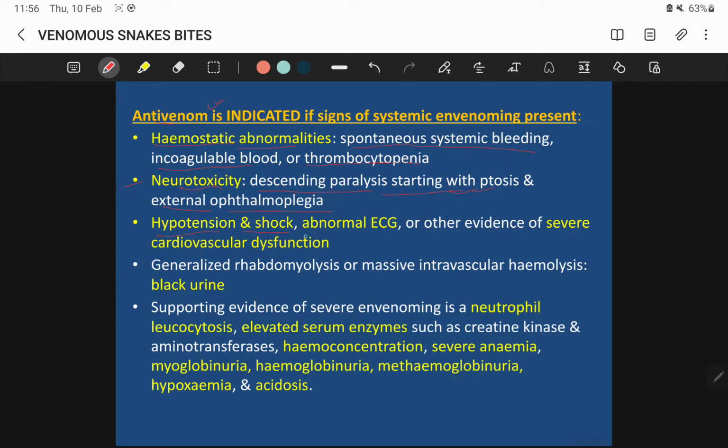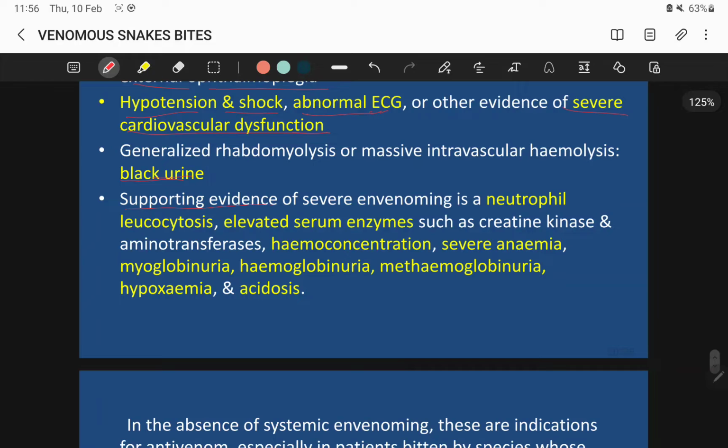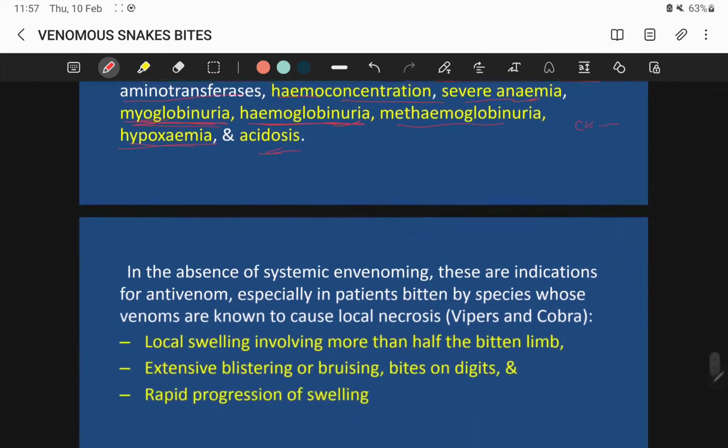And then hypotension and shock, abnormal ECG, and any kind of severe cardiovascular dysfunction: anti-venom is indicated. And then black urine due to rhabdomyolysis and intravascular hemolysis. Supporting evidence of severe envenoming is neutrophil leukocytosis, so neutrophils will be increased, and elevated serum enzymes such as creatine kinase and aminotransferase will be increased. And then hemoconcentration, severe anemia due to breakdown of the RBCs, myoglobinuria, hemoglobinuria, hypoxemia and acidosis. These will all be present.